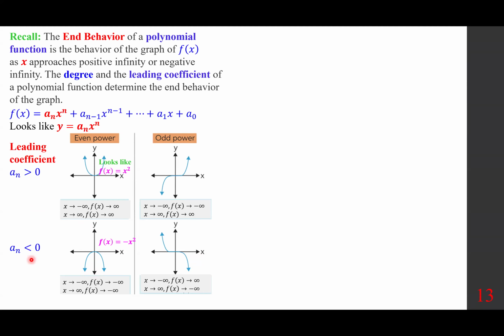When the leading term is negative, f of x looks like minus x squared. It goes down to the third and fourth quadrant. That means x goes to positive or negative infinity, makes no difference, f of x or y goes to negative infinity. However, when it's of odd power, it either looks like f of x equals x cubed in the case of the leading term, in this case the leading term coefficient is 1, positive. If it's negative, it looks like minus x cubed. So in this case, x goes to infinity, y goes to infinity, x goes to negative infinity, y goes to negative infinity. In this case, it's the other way around.